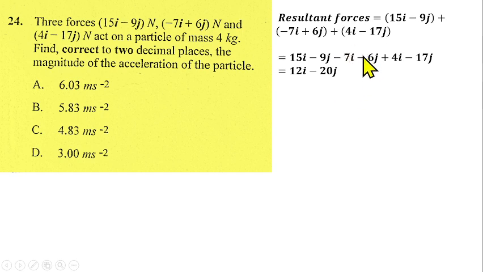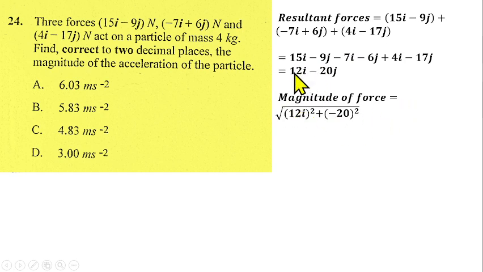Sorry, there is a mistake here. This is plus 6j, not minus 6j. This is plus 6j, as you can see from here. So minus 9j plus 6j will give us minus 3j. Then minus 17, that will give us minus 20j. So now this is the force. So we can now find the magnitude of the force.